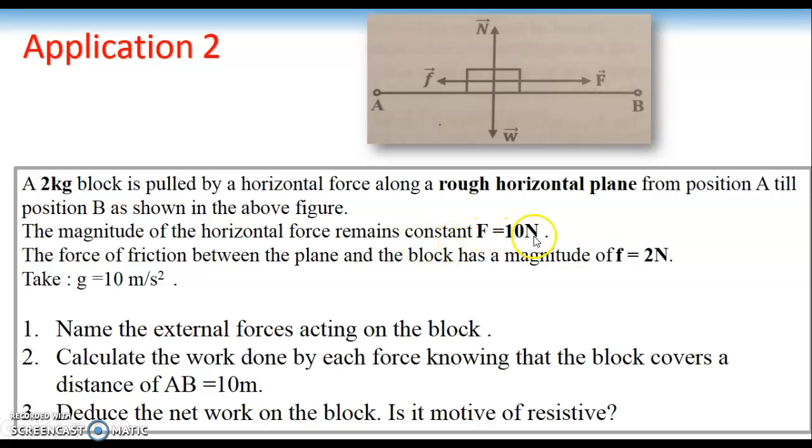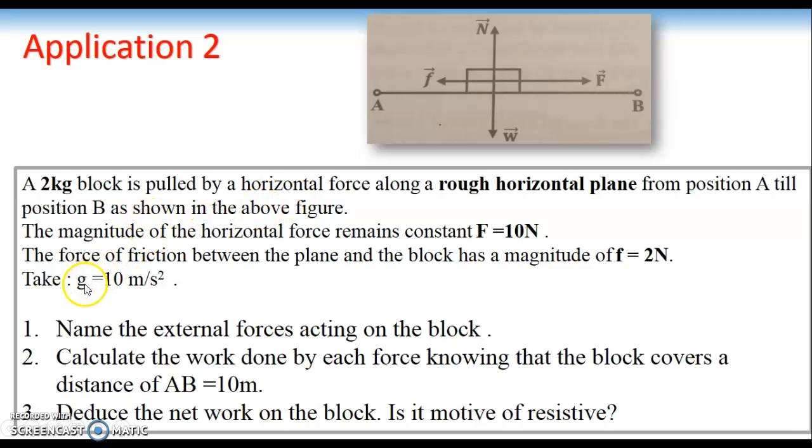F equals 10 Newton. The force of friction between the plane and the block has a magnitude of f equal to Newton. As long as this block is being moved along a rough surface, this means that the rough surface exerts a friction force on it opposite to the direction of motion. So f is represented in a direction opposite to the direction of the motive force.